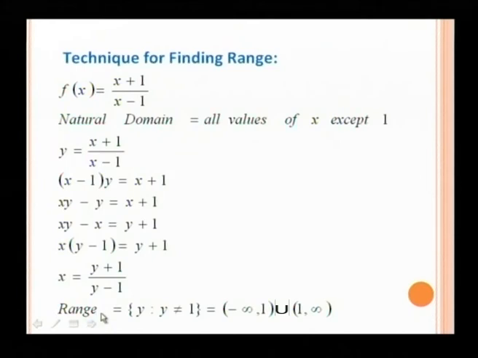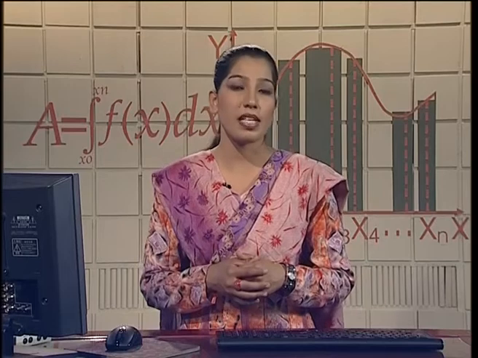So the range for this function would be y such that y is not equal to 1, or more simply minus infinity to 1 and 1 to infinity. As I told you, the natural domain for this function was all the real numbers except 1. So the natural range, or simply range, for this function would have all the values except 1. The last topic today to study is functions defined piecewise.